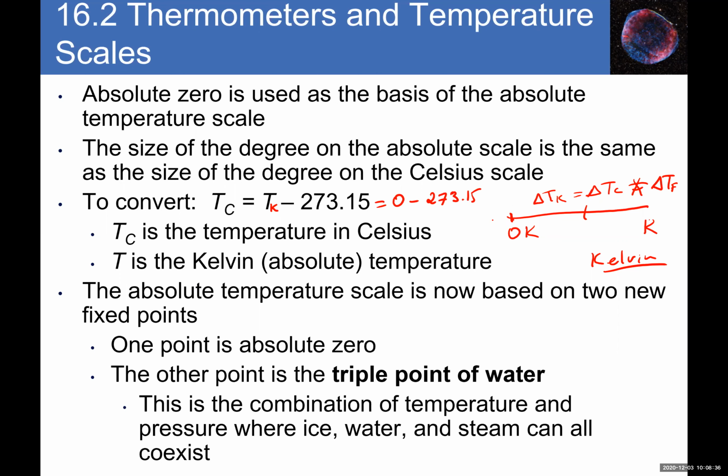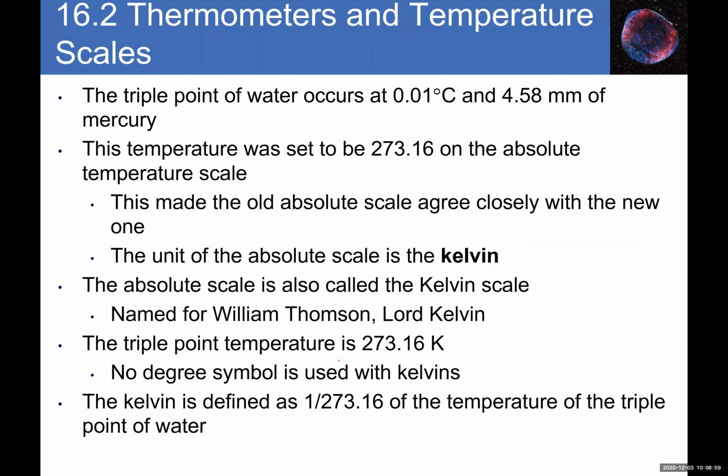Again, the absolute temperature scale is now based on two fixed points. One point is absolute zero. The other is the triple point of water. This is the combination of temperature and pressure where ice, water, and steam can all coexist, which we're going to look at in the next chapter. The triple point of water occurs at 0.01 degrees Celsius and at 4.58 millimeters of mercury.